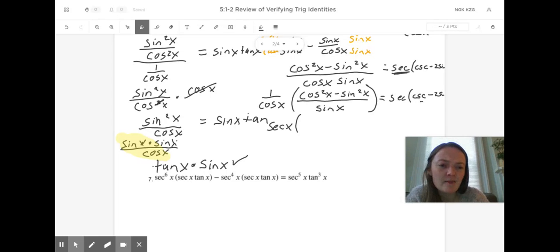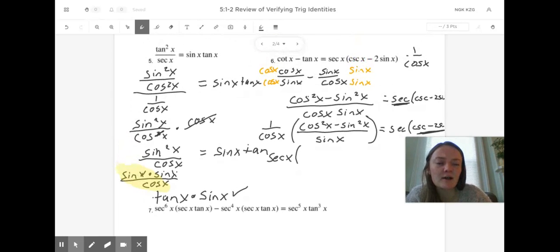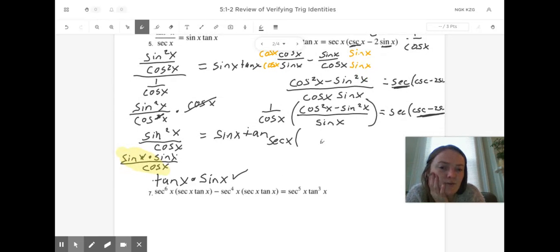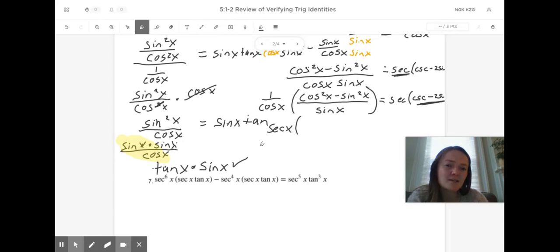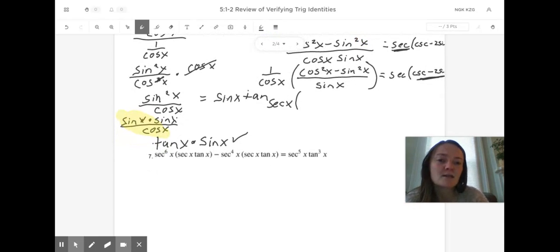If I look on the inside of the parentheses on the right-hand side, I have cosecant of x minus 2 sine x. These are all in terms of sines. Cosecant is 1 over sine, and sine is already in terms of sine. So a good hint is that I should get everything in the parentheses to be in terms of sines. I'm going to use a Pythagorean identity to rewrite cosine squared x in terms of sines. Cosine squared x is the same thing as 1 minus sine squared x.